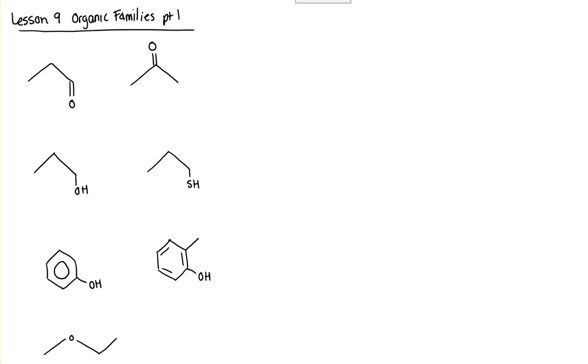Today we're going to look at some organic families. This is where we're going to get functional groups. Most of them have oxygen in them, and those functional groups give the different compounds properties that are much different than alkanes and alkenes. Generally, a functional group is the most reactive part of the molecule.